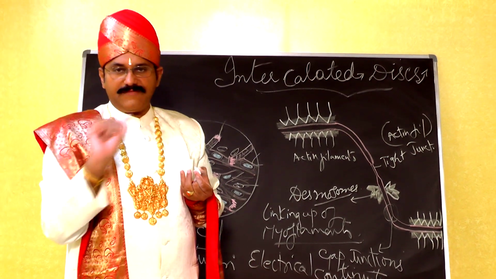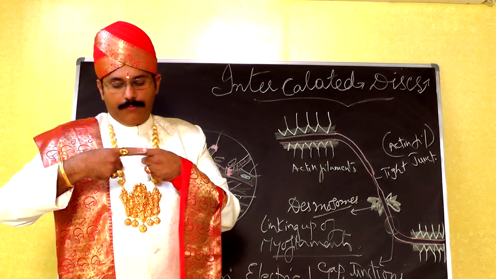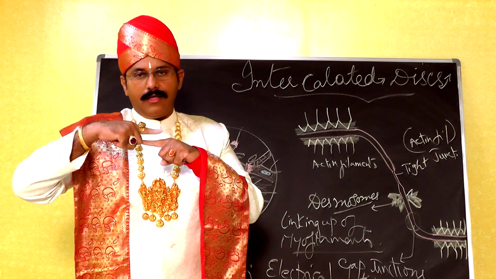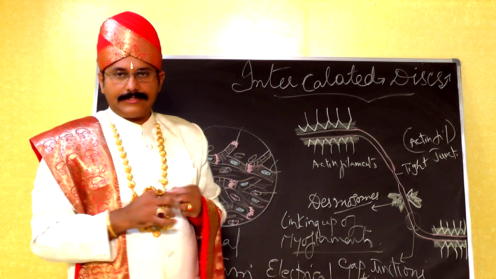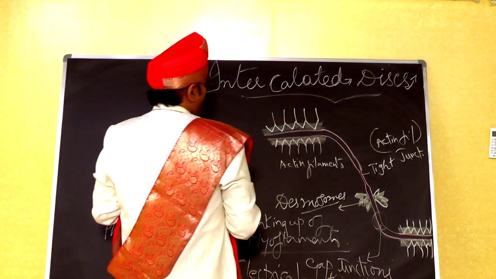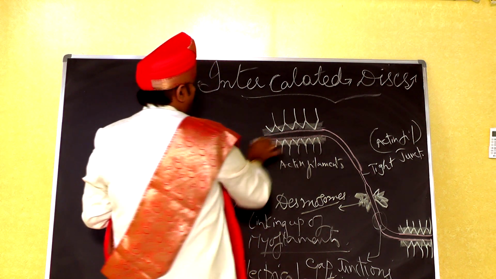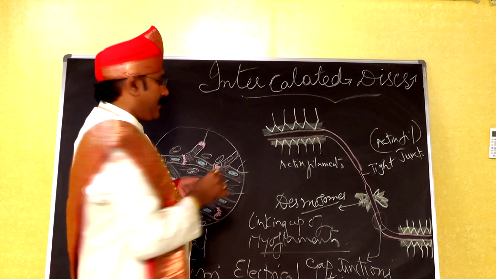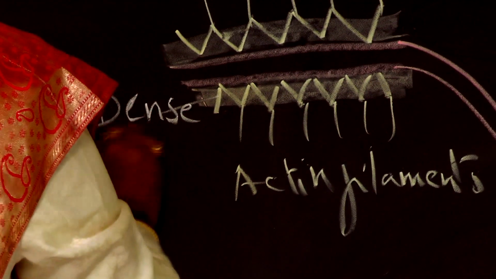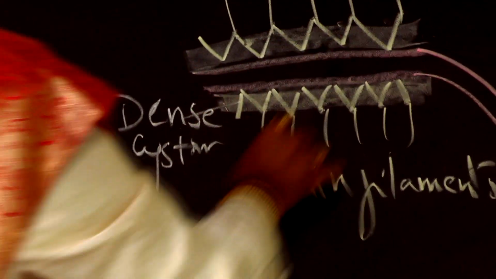They are seen in the form of zigzag lines. They are present between the opposed membranes of the adjacent cardiac myocytes. Here, if you see the cell membranes of the adjacent cardiac myocytes, here is the dense cytoplasm very close to the cell membrane. In this cytoplasm, we have got the actin filaments. You have seen these are the actin filaments, right?